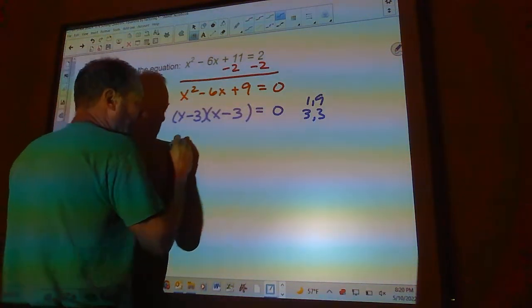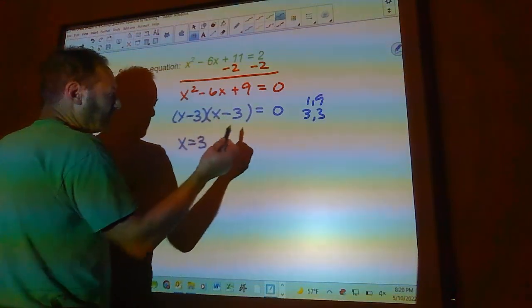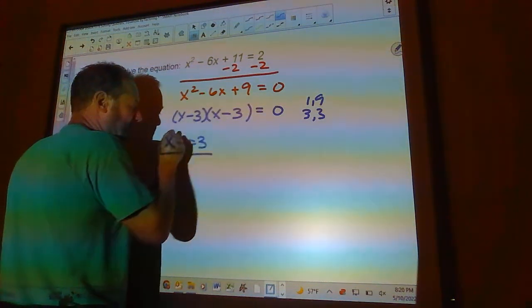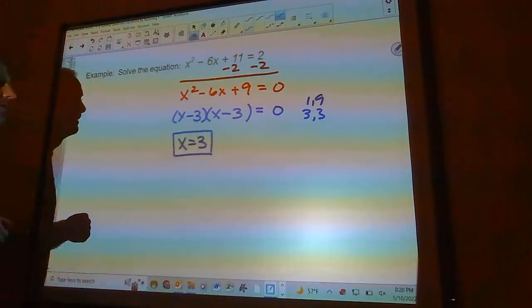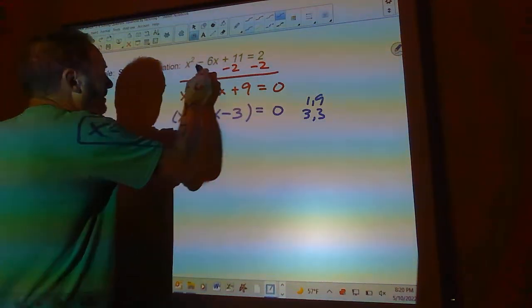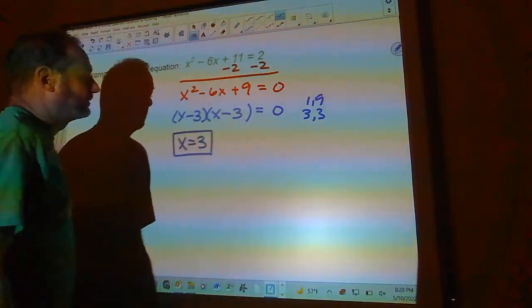And this tells me that x is going to be 3 because x minus 3 equals 0. x must be 3. And it's going to be the same for both of them. So there's one real solution to this one. So there you go. And I can test it. 3 squared is 9, minus 18 would be negative 9, plus 11 would be 2.